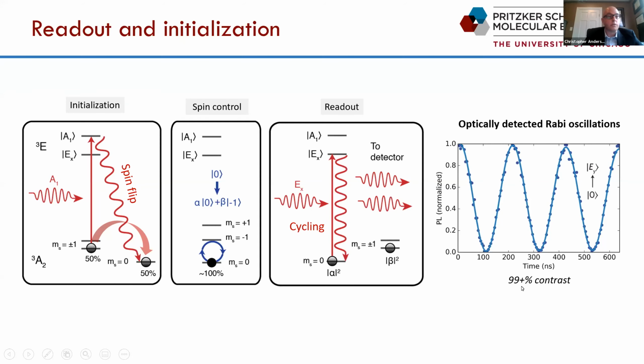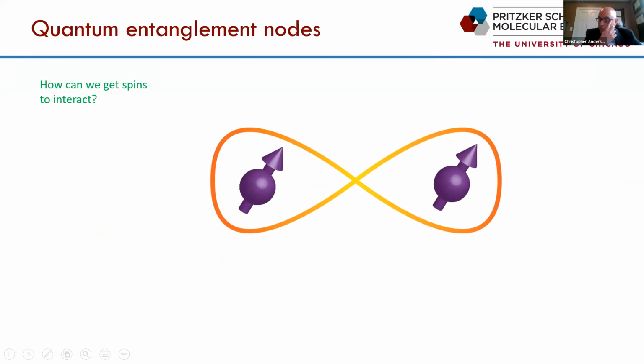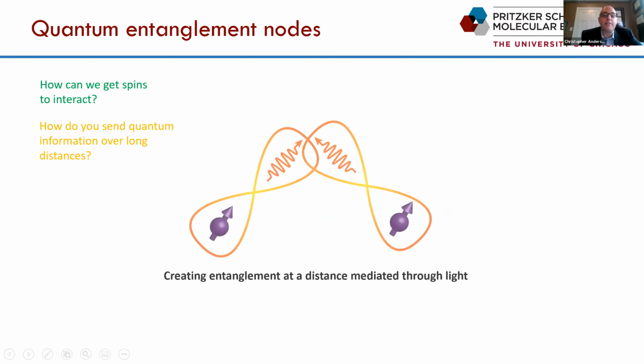So we have very good control of this system as well. But single qubits are not really great at scaling quantum technologies. We need spins to interact. In particular, we can also think about how we want quantum systems to interact over long distances. We can answer both of these questions by thinking about mediating interactions through light. And that's what I'll describe here.